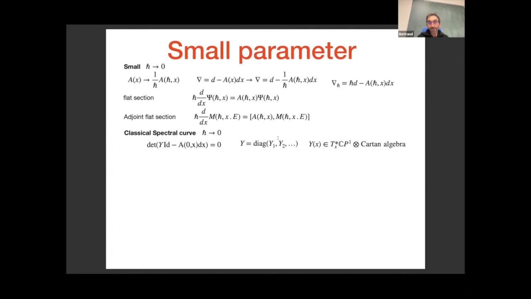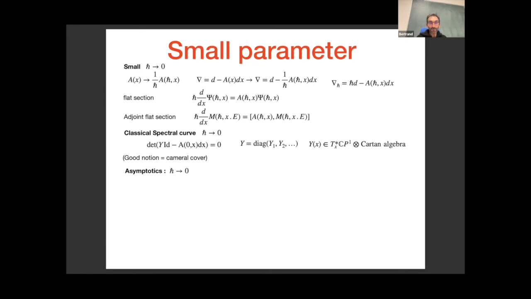And if you think of it, Y takes values in the cotangent space tensor the Cartan algebra. And this is really what is called a spectral curve. In fact, the good notion should be to talk about the cameral cover, which is what I learned from Jacques Urtubis. In fact, we are working on that with Jacques Urtubis. So all this should be formulated in the cameral cover. I'm just simplifying things here for this talk.